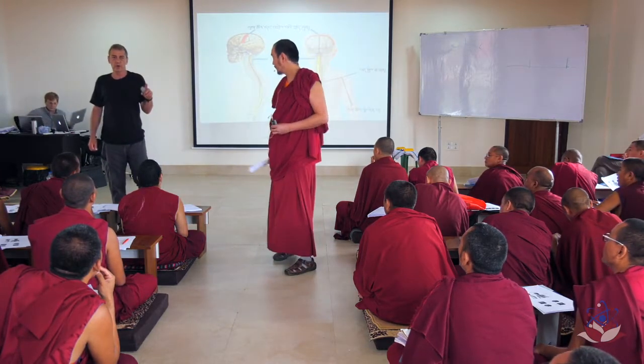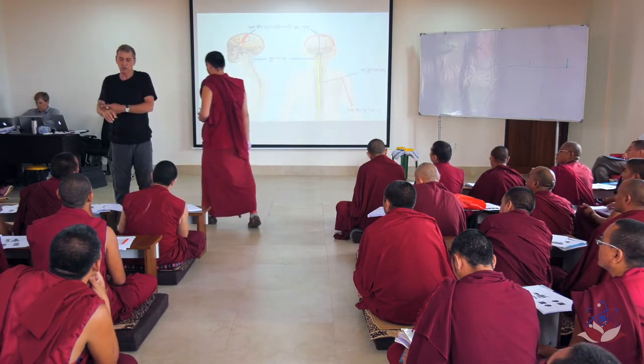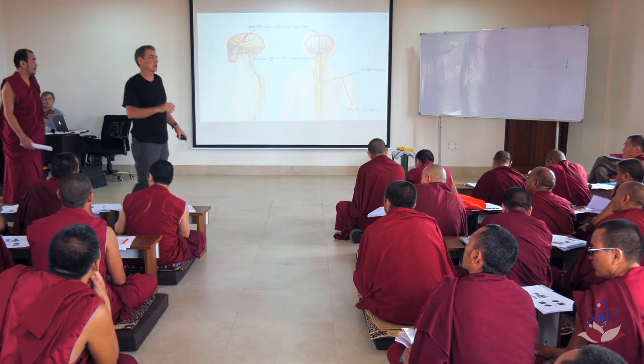This part of the brain that the action potential, this touch receptor arrives at is called somatosensory cortex.